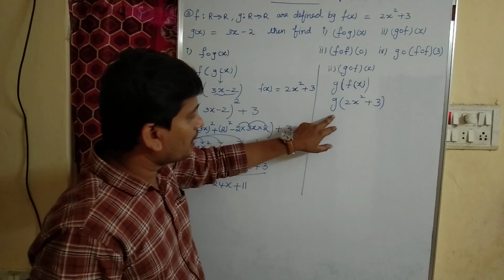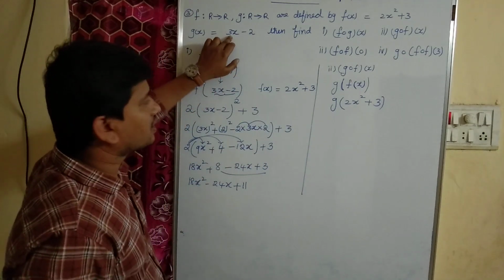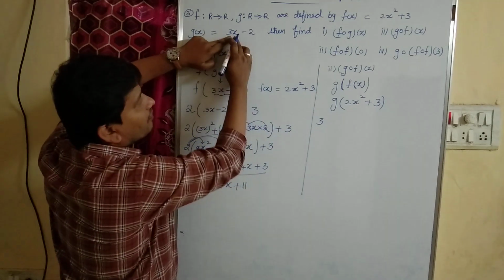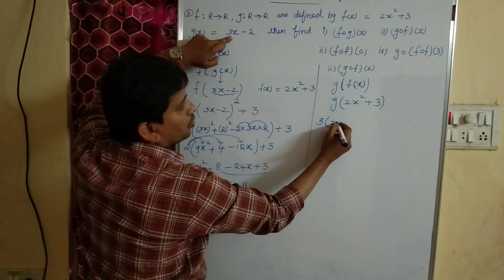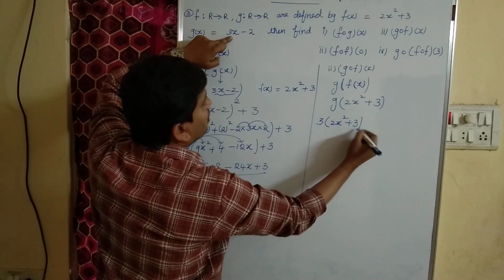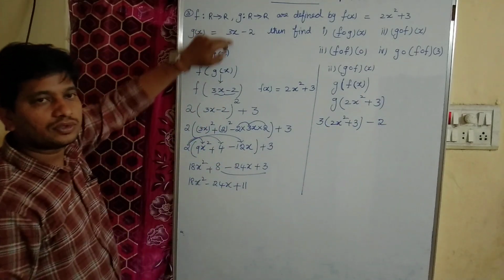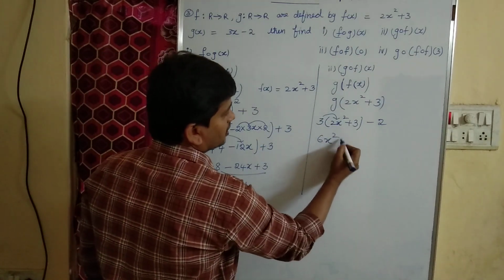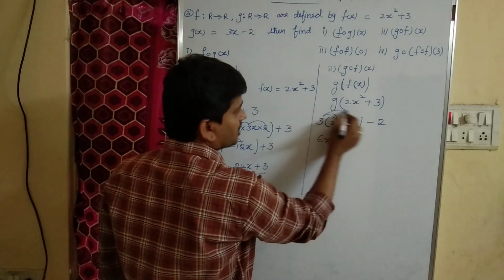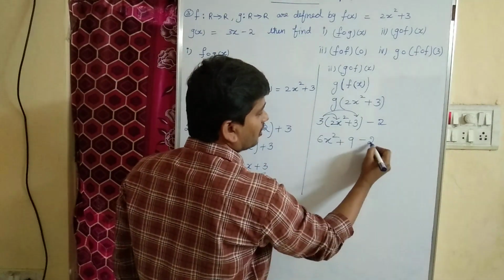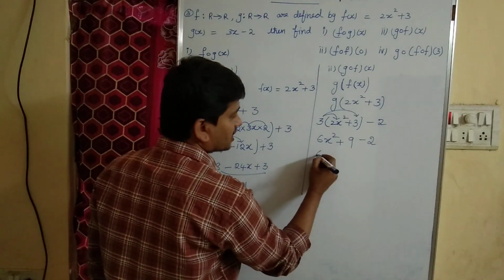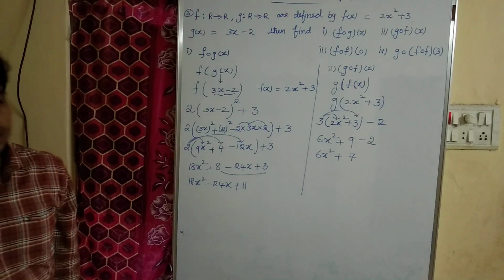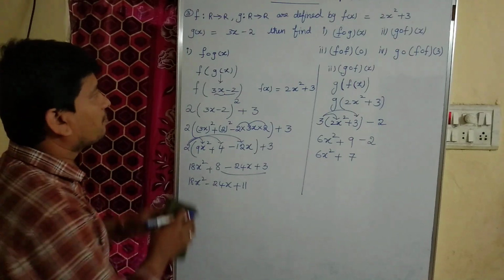Now which is in the form of g of x. What is g of x? 3x minus 2. Children, in the place of x, we have to substitute 2x square plus 3, minus 2. Right? Now 3 into 2, 6x square plus 3 into 3, 9, minus 2. So 6x square plus 9 minus 2, which is equal to 7. Right? So the answer is 6x square plus 7.